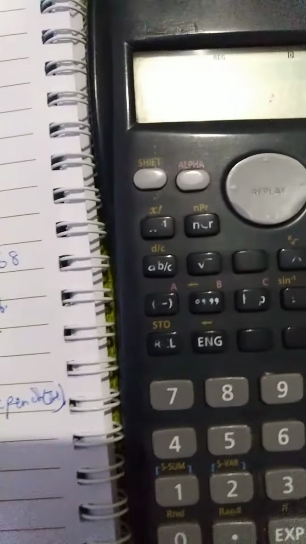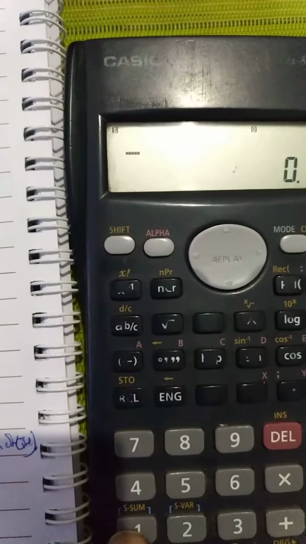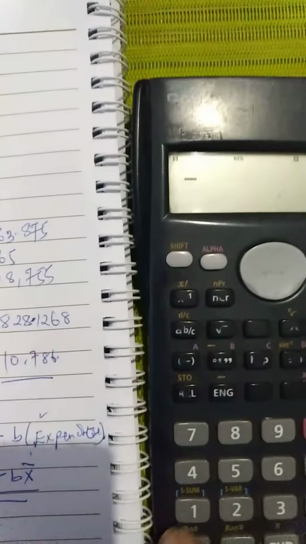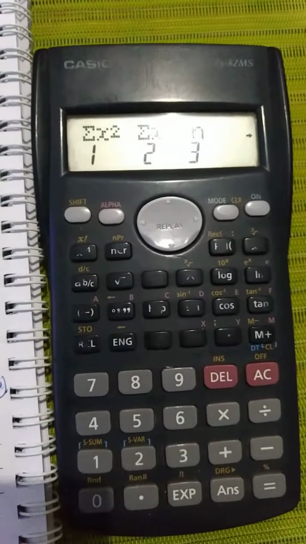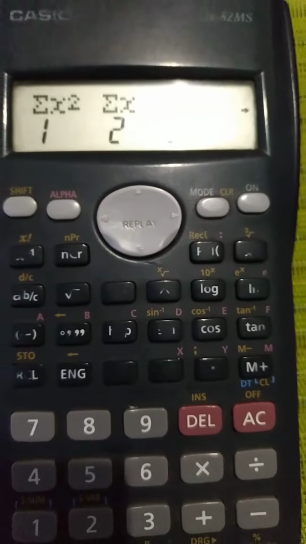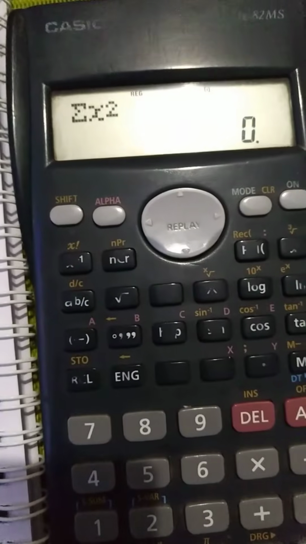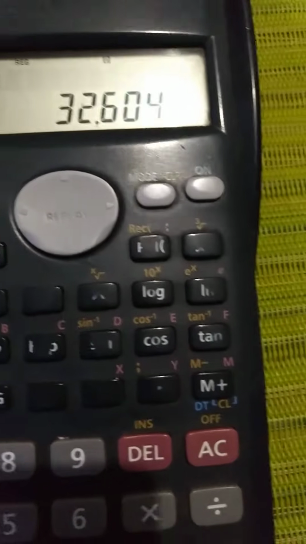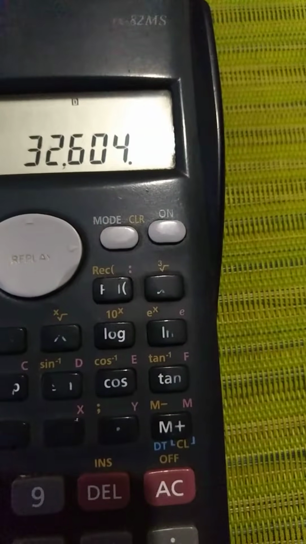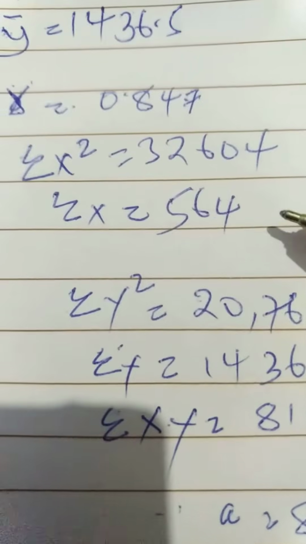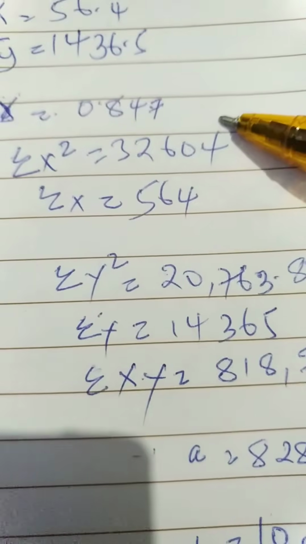Simple. You simply come to your calculator, and you always click shift. After clicking shift, you come to sum of variables. You click sum of variables, or sum of your numbers, and it will give you the summation of x squared. So if you want the summation of x squared, you click 1, and then you click is equal to. It will give you 32,604. So the summation of your x squared is 32,604.